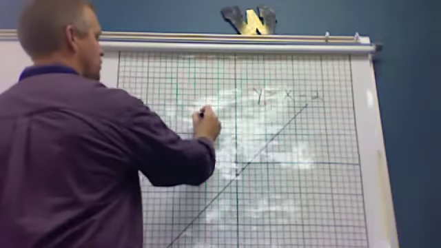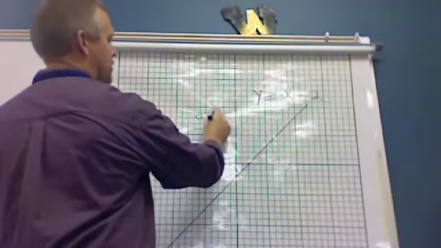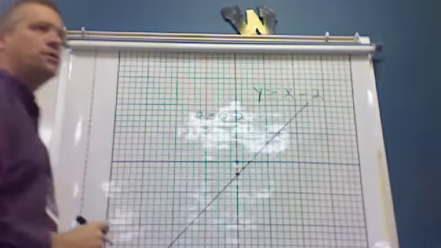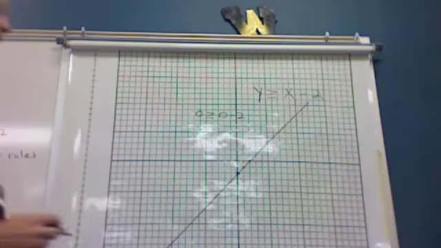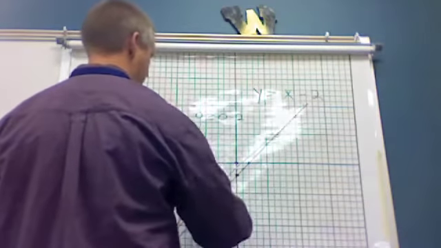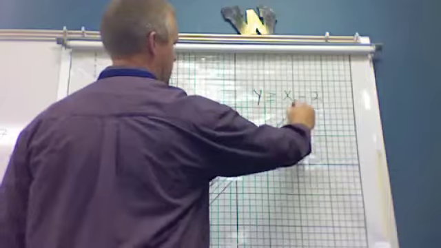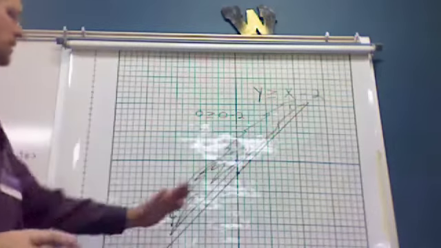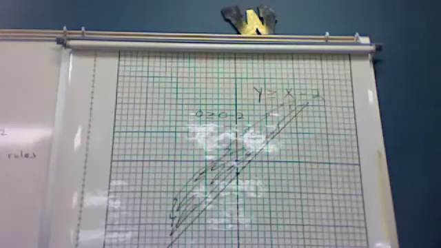So when I plug in, 0 is greater than or equal to 0 minus 2, is that true? And the answer is yes. And if that's the case, the shading then will be above. All right, you'll shade above the line. So all these answers above the line will satisfy y is greater than or equal to x minus 2.